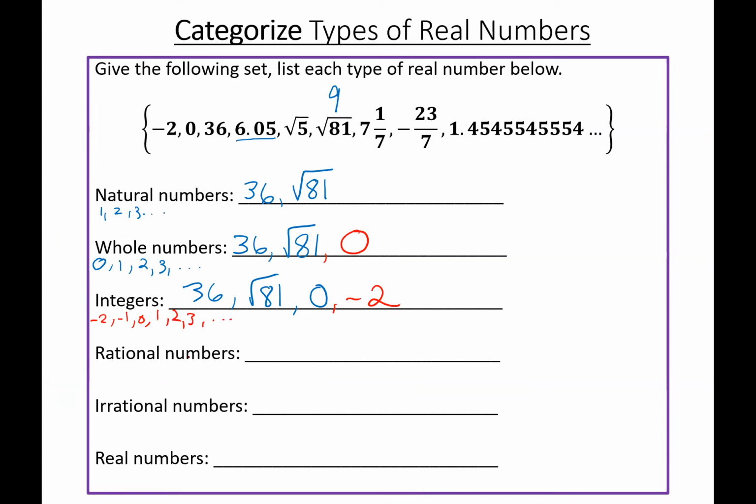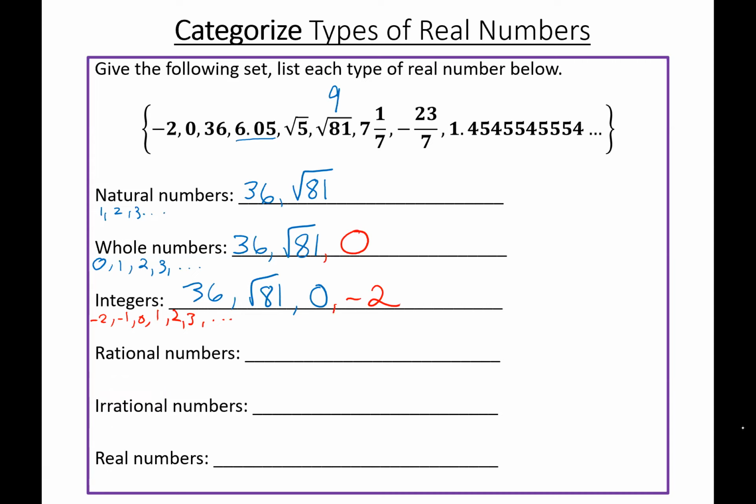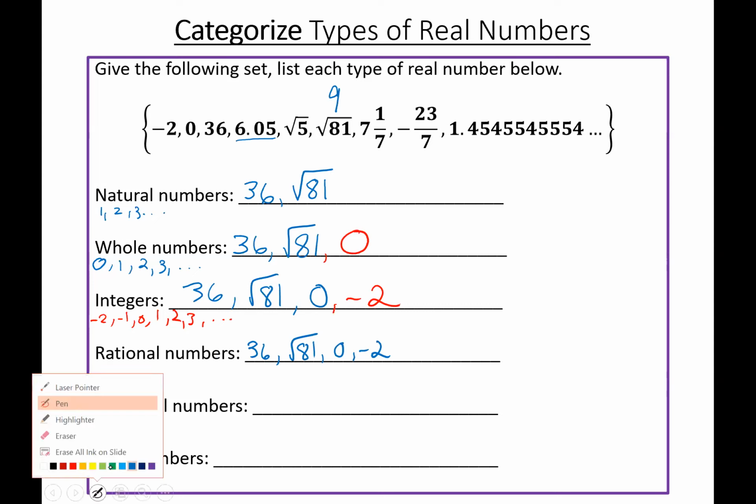Okay, rational numbers. This is going to be a nice long list. Okay, so rational numbers are fractional. So any fraction will be in this list. Also, all these integers as well. So I think I'm going to run out of room here. I'm going to start with listing all the integers first. 36, square root of 81, 0, -2. And now let's add to that list.